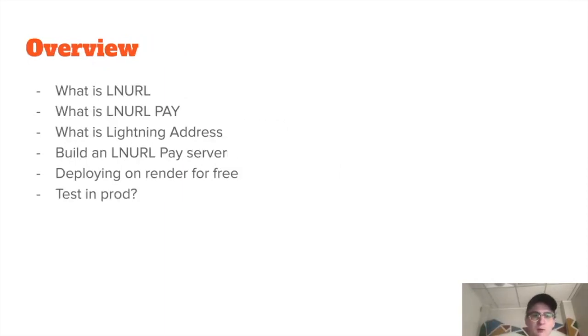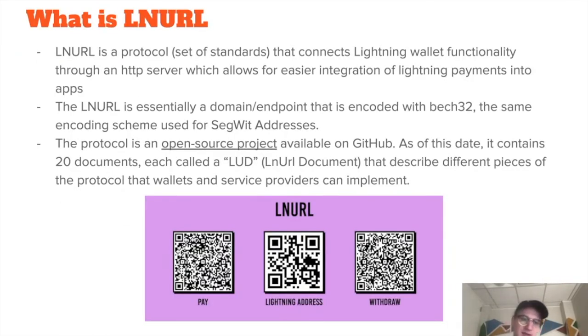Okay, so overview, what we're gonna do. We're gonna talk about what is LNURL, what is LNURL Pay, what is Lightning address. We'll peek at that. We're actually not gonna build our Lightning address today, but you'll have enough from this starting project that it won't be that much to add a Lightning address. So we'll just look at that. We're gonna build our LNURL Pay server. We're gonna deploy it on Render for free. And then I suppose I'm gonna test this in prod, and I'm gonna try and send myself a payment because I'm gonna be hooking this up to my real Lightning node.